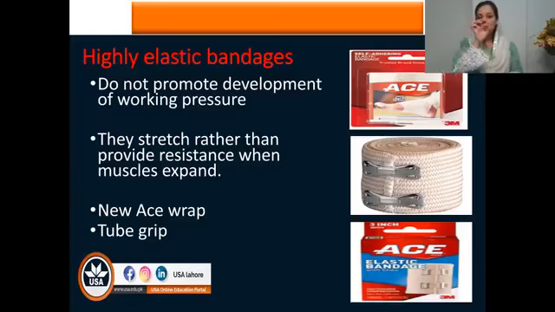Please, this is the important thing: a highly extensible bandage is not offering working pressure. They stretch rather than providing resistance when muscles are going to expand. And examples are the New A strap and Debbie grip, which are examples of this highly extensible bandage.